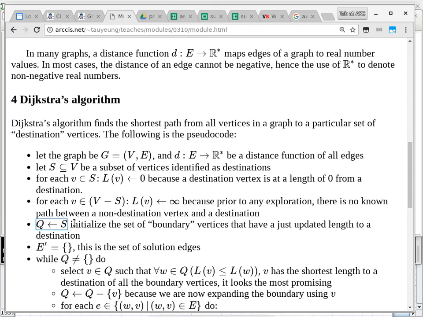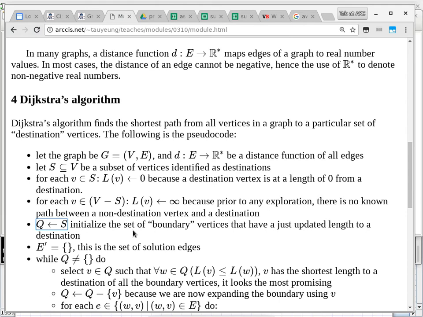But the initialization of Q is we are just taking the set S, which is the set of all the destinations, and using that to initialize Q. Because remember, Q is representing a set of vertices that are known to connect to a destination. So a vertex is definitely connected to itself, and that's why we initialize Q with the destination vertices.